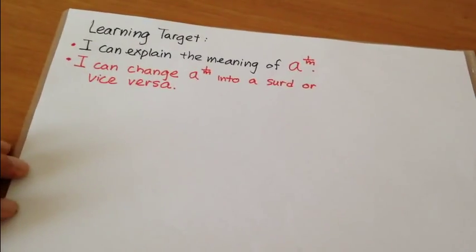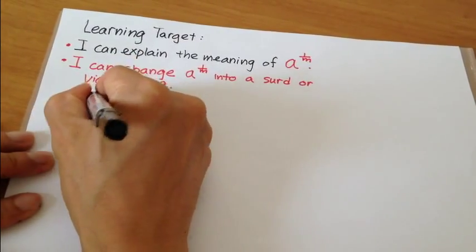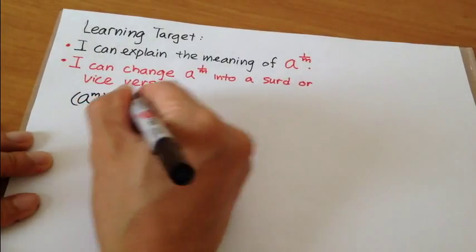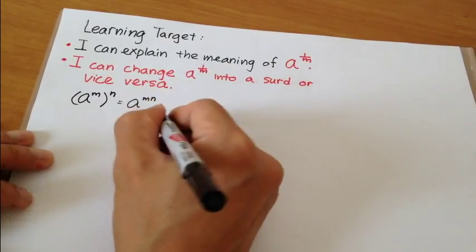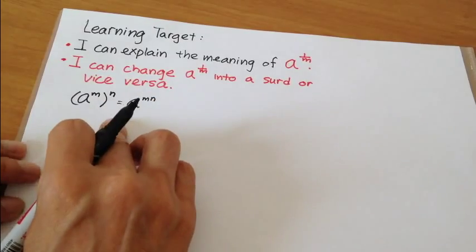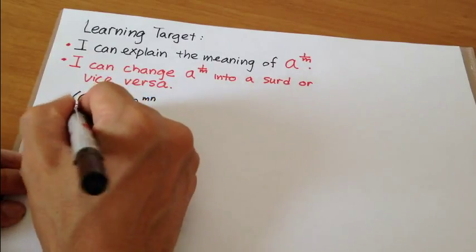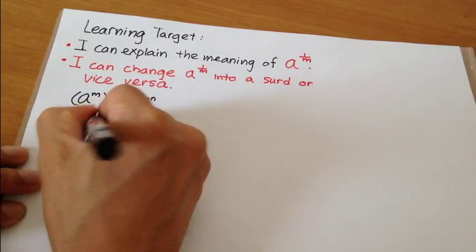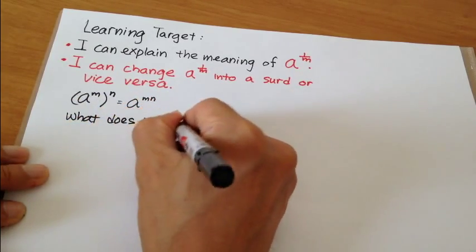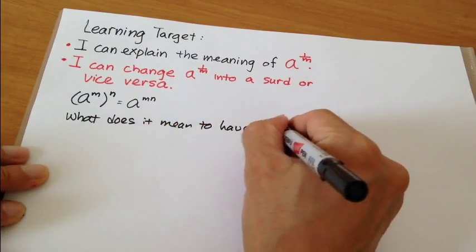Let us start this lesson by reminding ourselves what we know about a to the power of m raised to the power of n. That is a to the power of mn, for example, m times n. So we're going to start this exploration by considering a specific question. We want to ask, what does it mean to have 3 to the power of half?